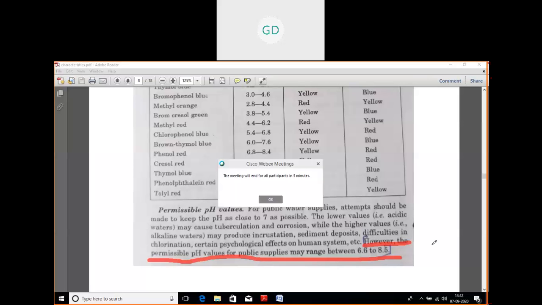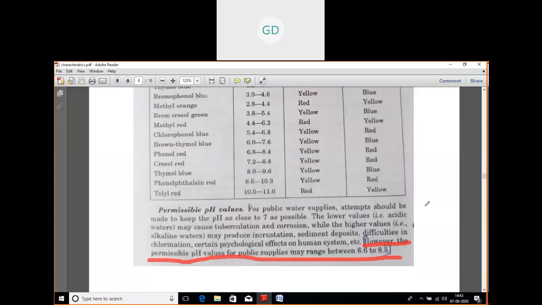Because of that, the cross section of the pipe will become small. If deposits form in your pipe, the diameter and cross section become small, the velocity at which water should be supplied to you becomes less, and the life of the pipe also becomes less. All those effects will happen if the water is outside these permissible limits. Let it be this much only for today's class.